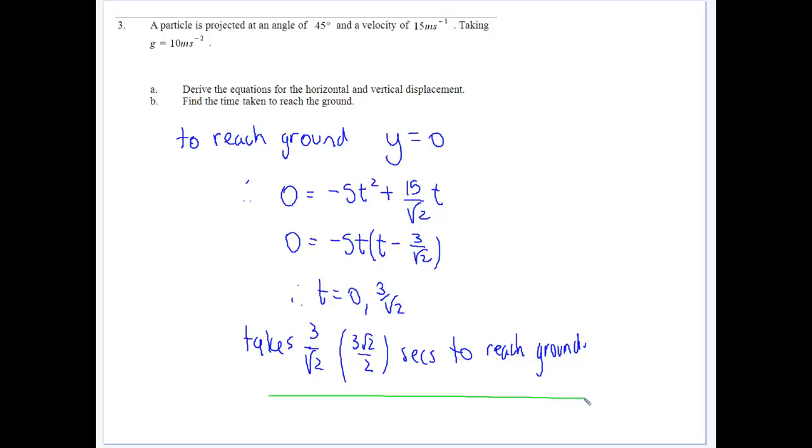So that's starting to put together our equations, getting our horizontal and vertical displacements, starting from the acceleration, and then starting to solve some problems that are involved with that.